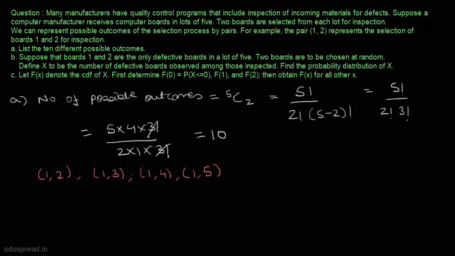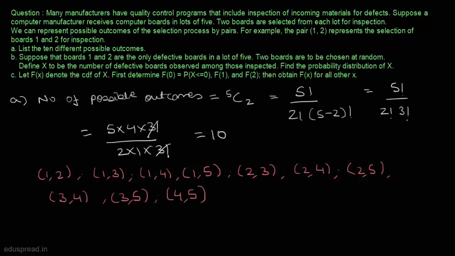Similarly, we can have 2, 3, 2, 4, 2, 5, 3, 4, 3, 5, and 4, 5. So these are the 10 different possible outcomes. Now let's move to part B.